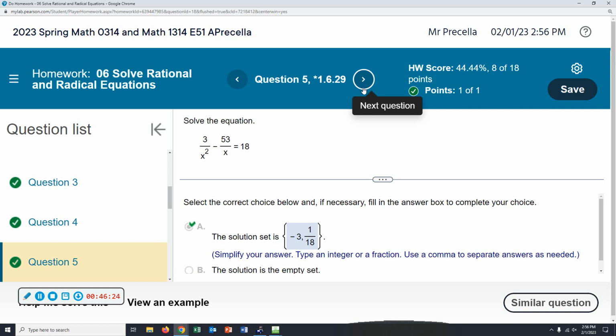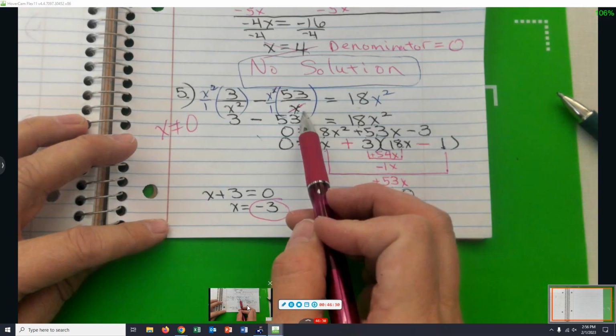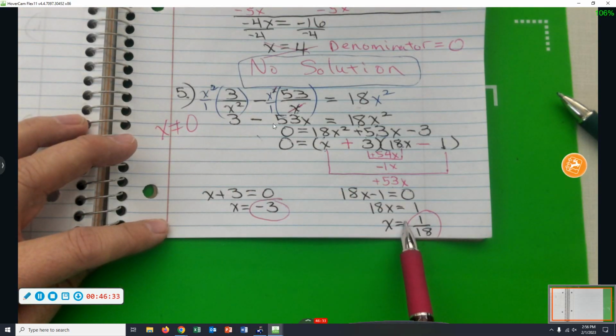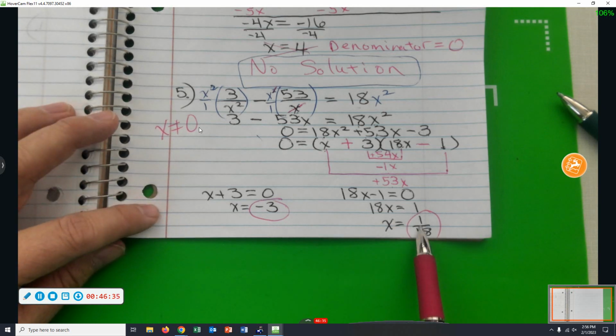Question. I thought I heard a hand go up? On the 0, can it or can't it be from the denominator or numerator? The denominator can't be 0. And we didn't get a 0, so these answers are okay. If I'd solved this and got x equals 0, I would have had to mark it out.